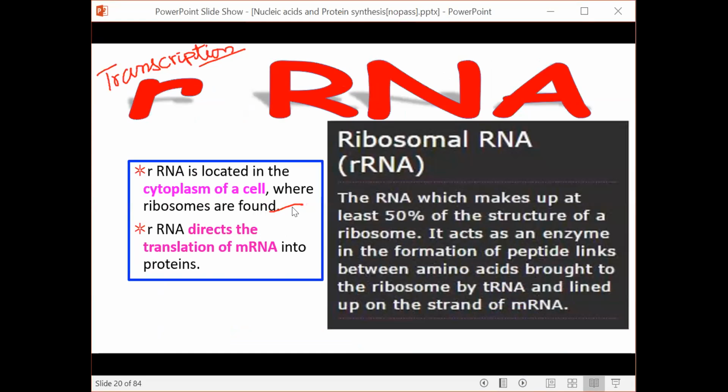Ribosomal RNA, cytoplasm with ribosome, hence ribosomal. It's an RNA, but generally bound with your ribosome. So your ribosomal RNA helps with the translation process, the second step of the protein synthesis. This also we had discussed last time.